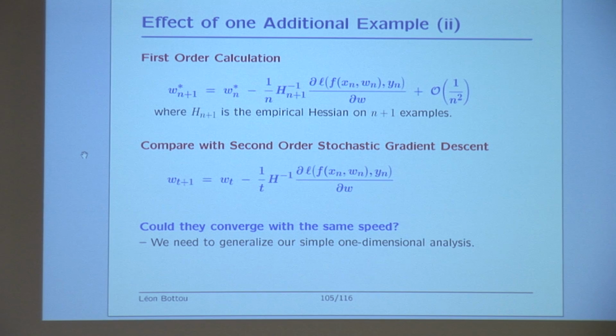And if you compare with the second-order stochastic gradient descent, well, this is almost the same thing. While we don't have the second-order term, here you have supposedly the real Hessian instead of an empirical one. But these two expressions look about the same. And you might wonder whether they converge with the same speed.